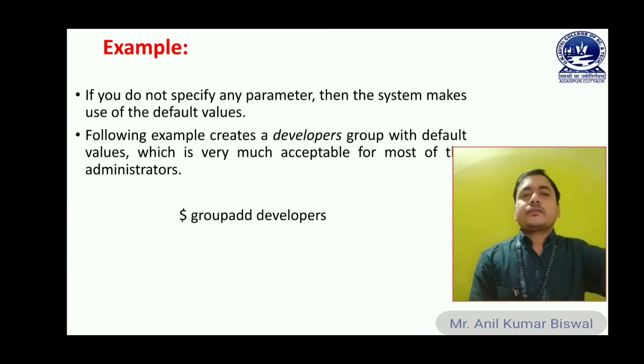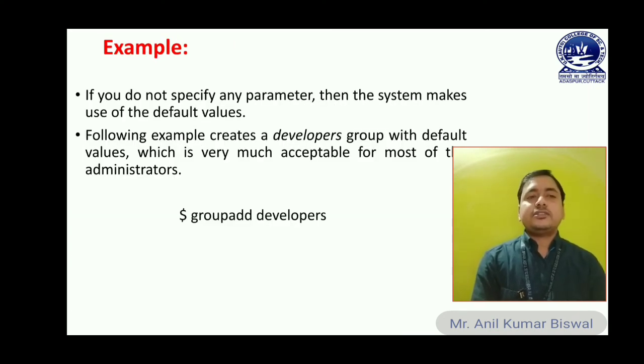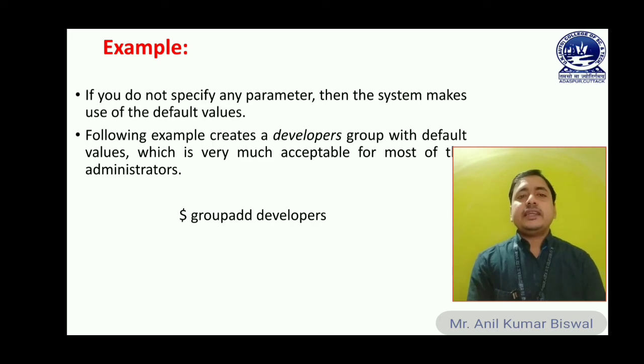Next, we are learning some examples related to this topic. If you don't specify any parameter, then the system makes use of the default values. If a user never mentions any options or values, then the user may specify a default value. That may be the -g option or any other option or value. That is known as a default value, which is added in our Unix system.